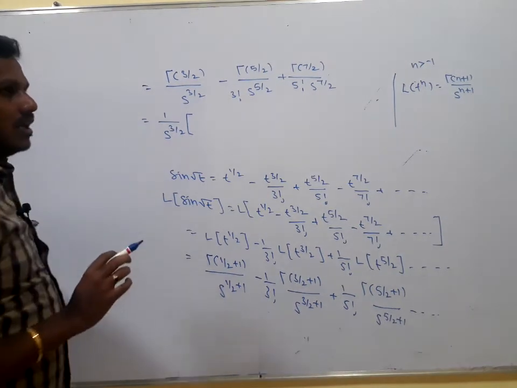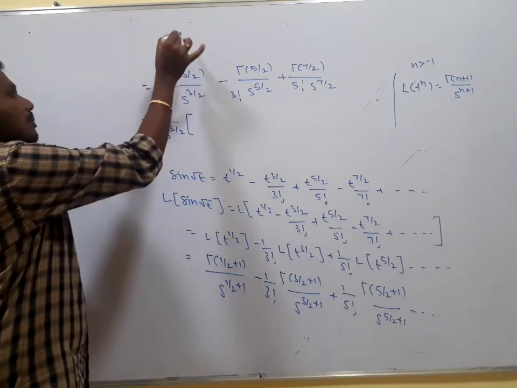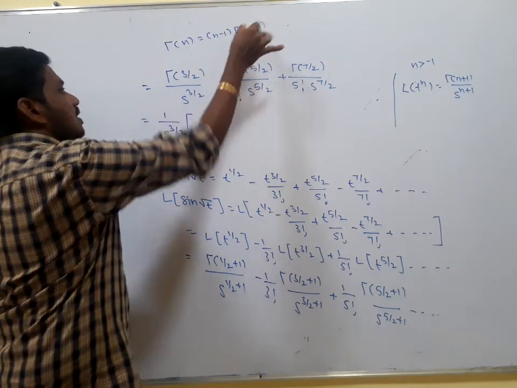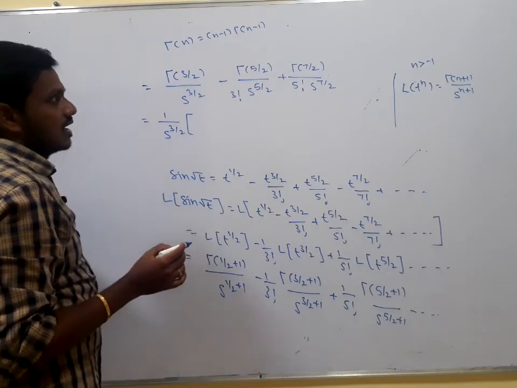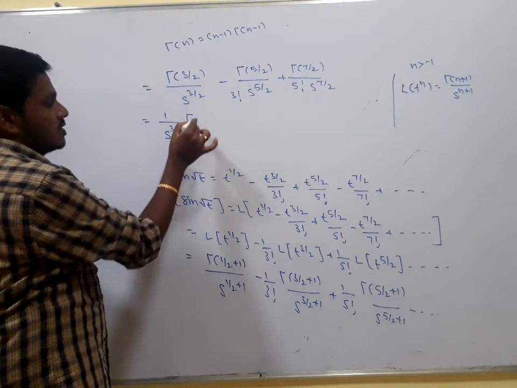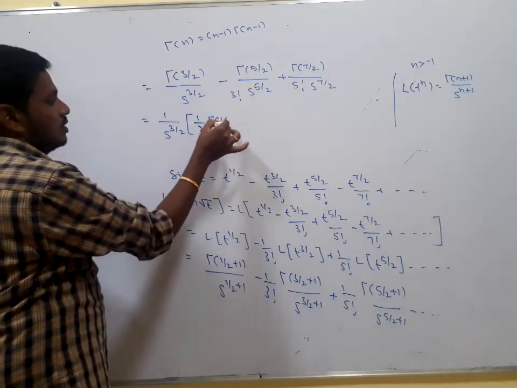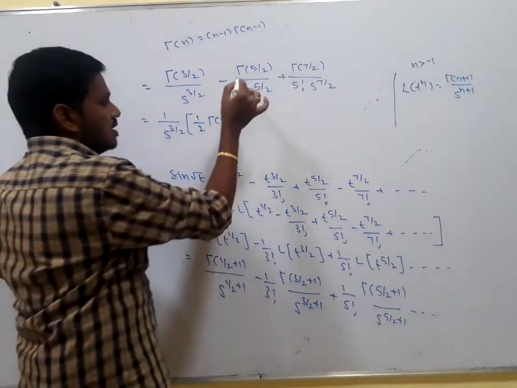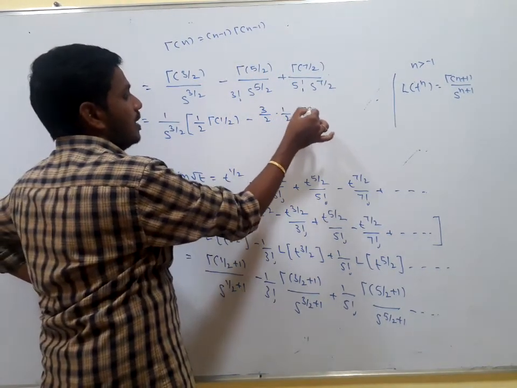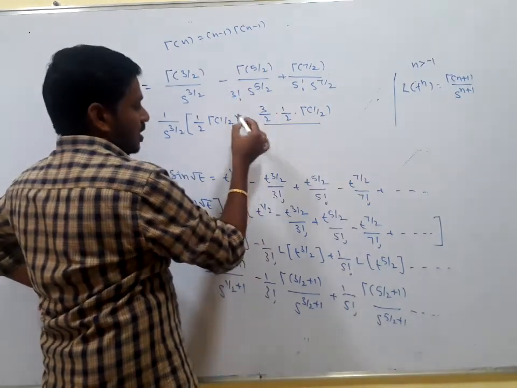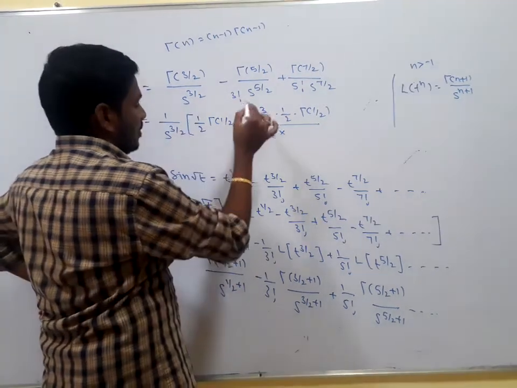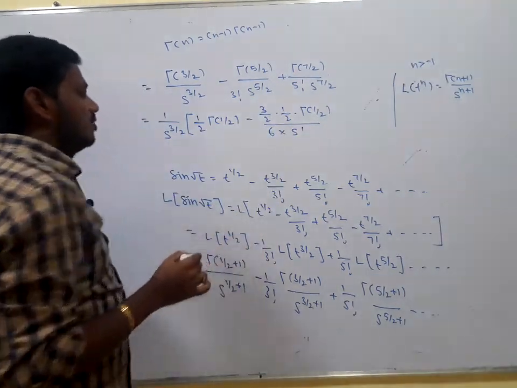Gamma of 3 by 2 can be written using the fact that gamma of n is equal to n minus 1 times gamma of n minus 1, where n is greater than 1, so n minus 1 is greater than 0. Gamma of 3 by 2 is 3 by 2 minus 1, that is 1 by 2, into gamma of 1 by 2. Next, minus, here it is 5 by 2 minus 1, 3 by 2, 1 by 2, gamma of 1 by 2, divided by 3 factorial, which is 6, into s to the power of 3 by 2, we take common.